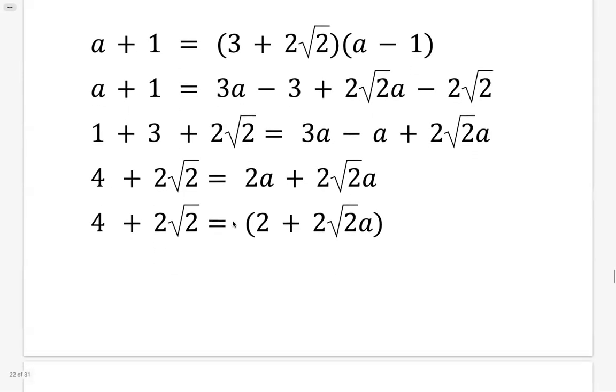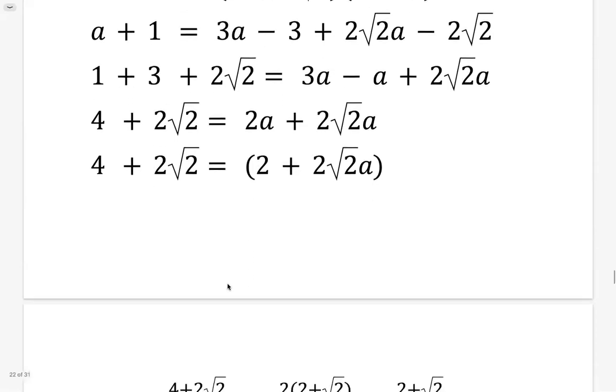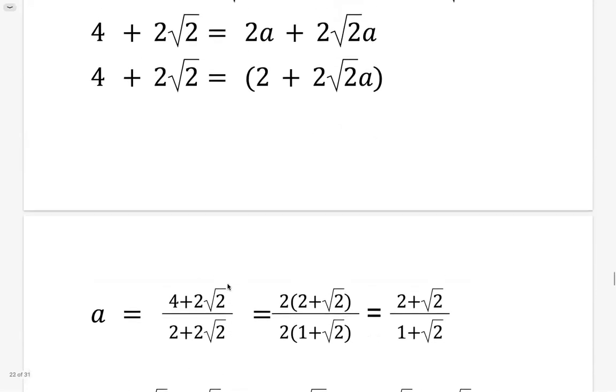So actually, we see we have 2 terms on the left-hand side, 2 terms on the right-hand side. Every term has a 2 as a factor. So we can divide everything by 2.